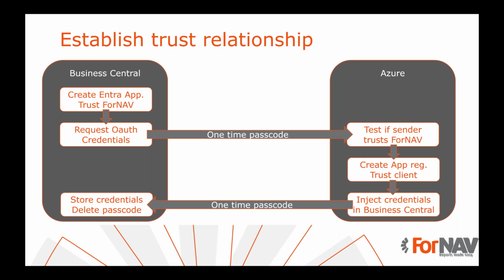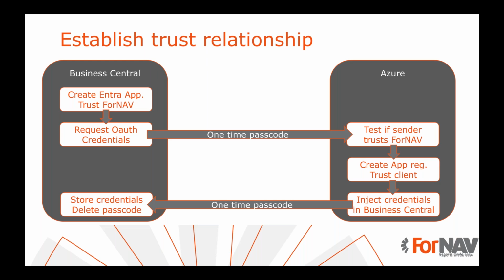Then we need to establish a trust relationship between Business Central and Azure, and this is different for on-prem and cloud. The process you see here is for cloud. For on-premise, it is also possible to establish a trust relationship, but in on-premise, we don't know where Business Central lives, so we can't actually send anything directly to Business Central, so a few manual steps are required.